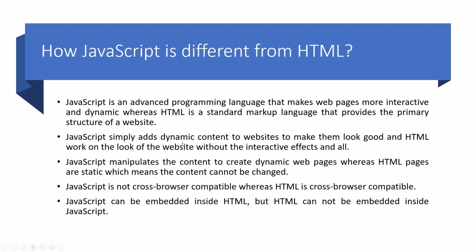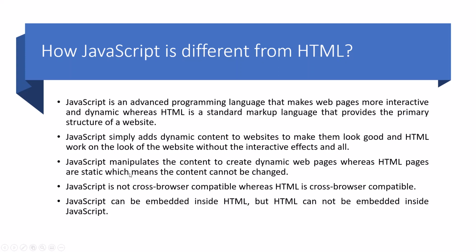The next question is how JavaScript is different from HTML. So we have HTML language also and JavaScript language also. So how different is JavaScript from HTML? Here JavaScript is an advanced programming language that makes web pages more interactive and dynamic, whereas HTML is a standard markup language that provides the primary structure of websites. Next, JavaScript simply adds dynamic content to websites to make them look good, and HTML works on the looks of the website without the interactive effects and all.